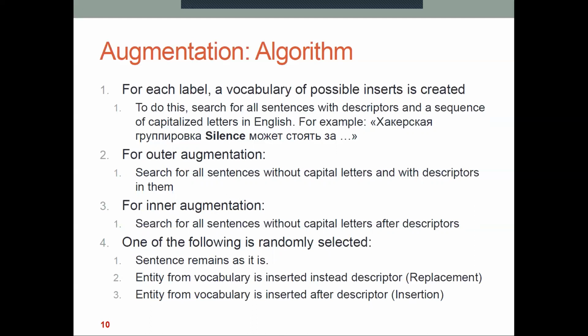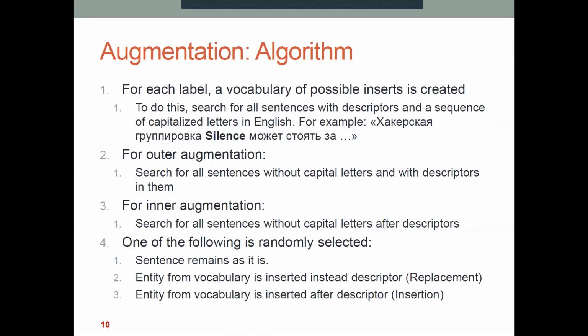And next, when we have the dictionary with the possible viruses and hackers, for outer augmentation, we search for all sentences with descriptors, but without capital letters at all, not counting the first letter of the sentence, of course. And all these sentences will be our candidates. For inner augmentation, we only search for sentences with descriptors and without words with capital letters after descriptors.